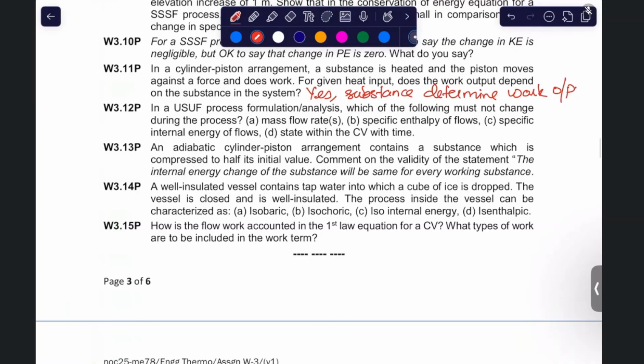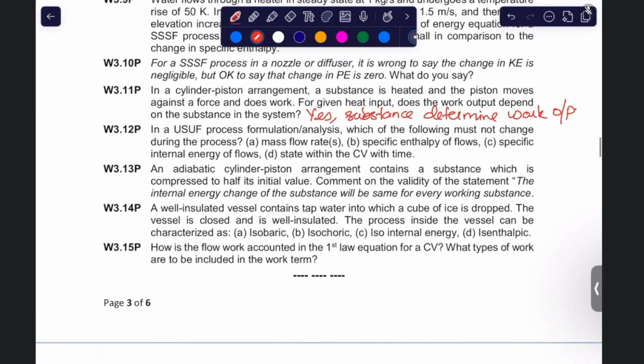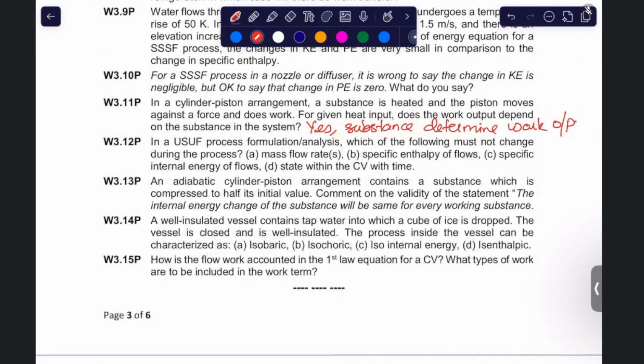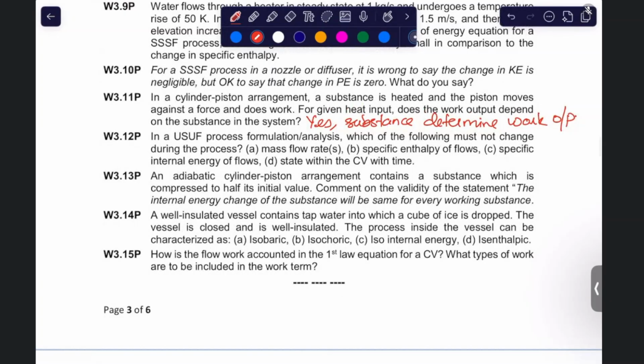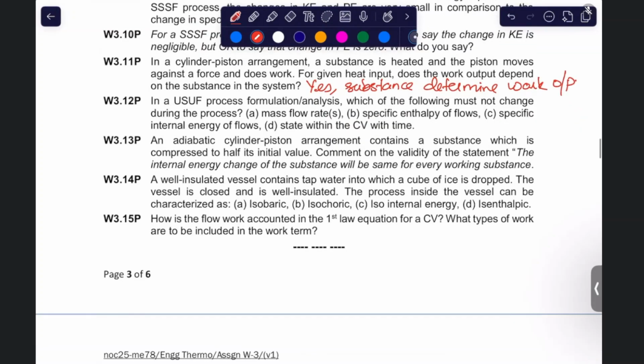This is UF, unsteady uniform flow. Okay, unsteady state uniform flow. So in an unsteady state uniform flow process formulation or analysis, which of the following must not change during the process: mass flow rate, specific enthalpy of flows, specific internal energy of flows, or state within the control volume with time? So uniform flow means what? Uniform flow means that throughout the system, it is in the same state.